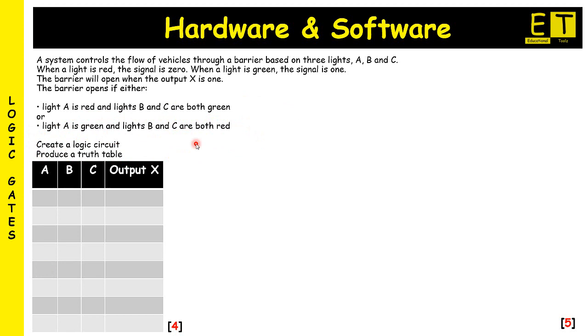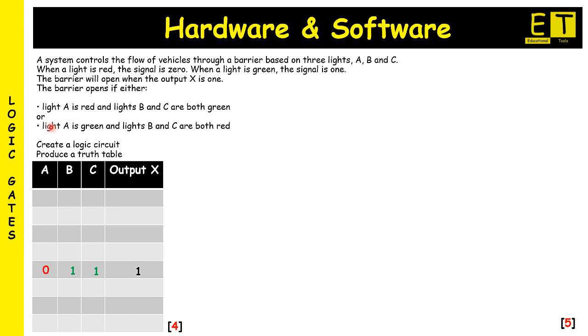Before creating the logic circuit, I would recommend you to simplify this statement. So in order to do this, let's go through it again. It's telling us light A is red, where A is equivalent to 0 when it's red, and lights B and C are both green, meaning 1. So in our truth table or on top in your exam, you can actually write down 0, 1, 1, and if that's the condition, it tells us in the statement the barrier will open when the output X is 1 if either of these conditions are met. So we've got 0, 1, 1, which will raise the barrier, so the output will be 1.